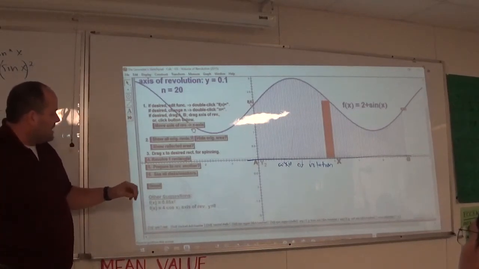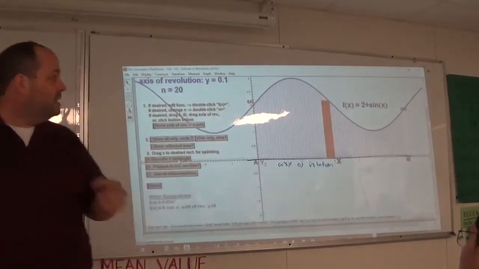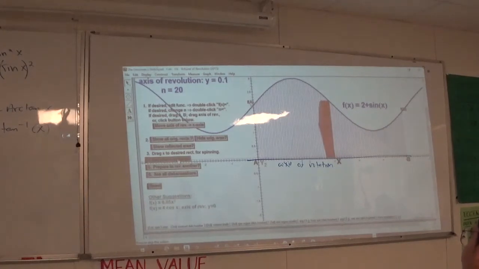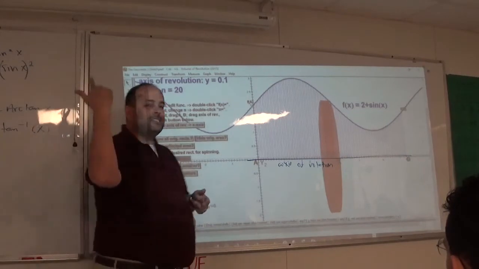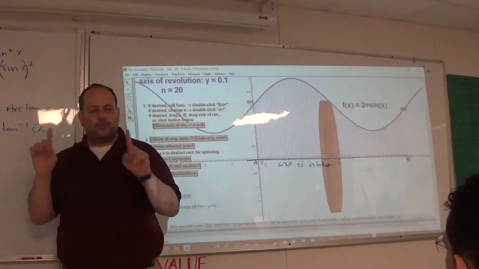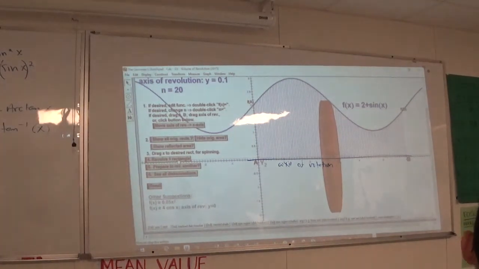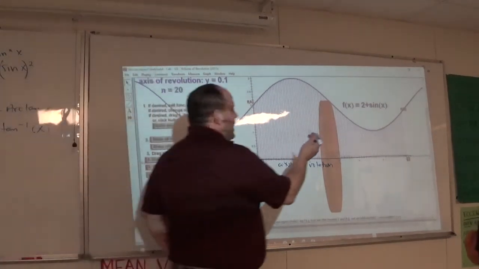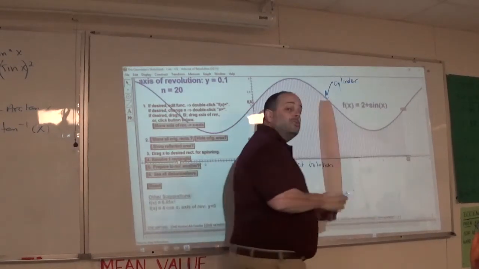I want you to click on revolve one rectangle. This one little rectangle is going to spin around the axis of rotation. Spin it, Paul. Whoa. Okay, but that's just one rectangle getting spun around the x-axis. If you spin this around the x-axis, what is that shape? Cylinder. It's a three-dimensional object. Circles are flat. This is a cylinder. Your rectangle has now become a cylinder, and we know the volume of the cylinder.